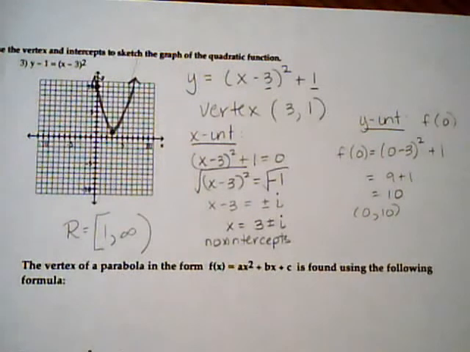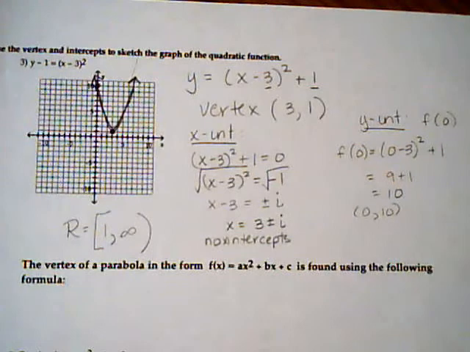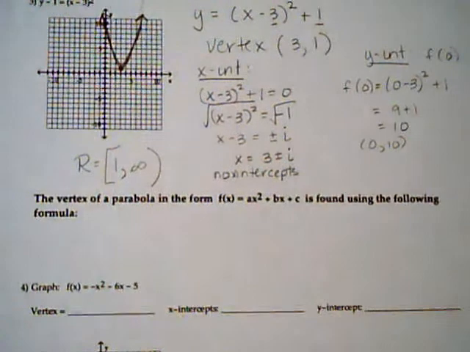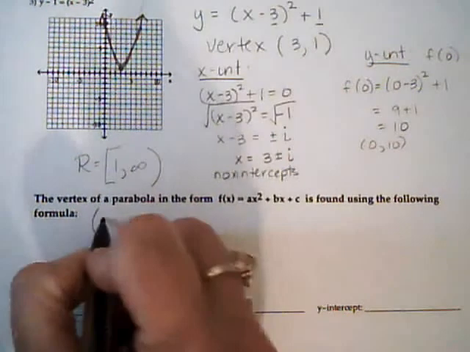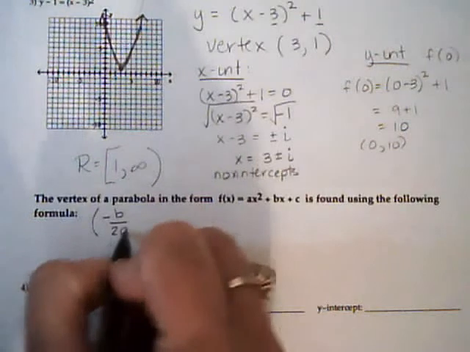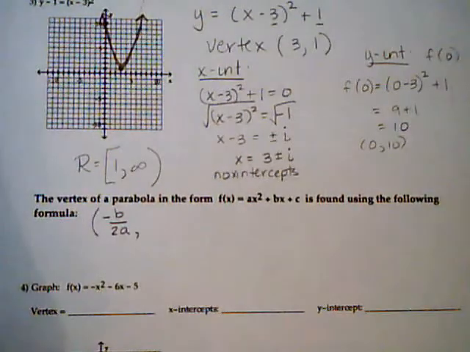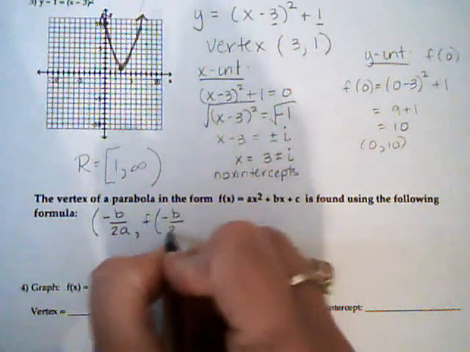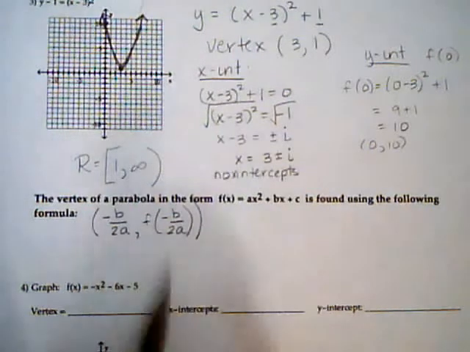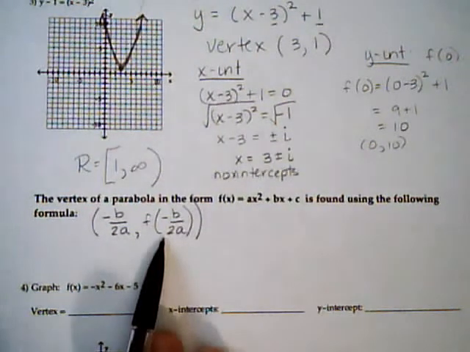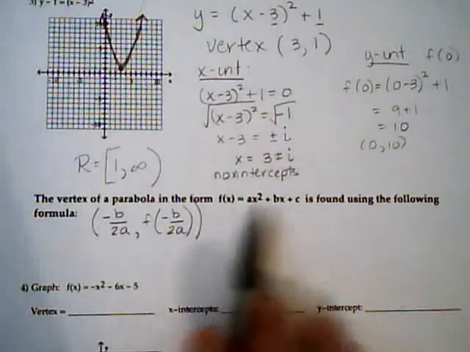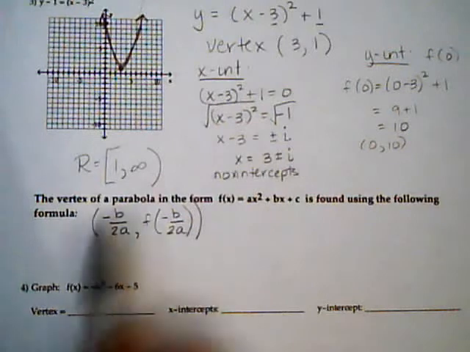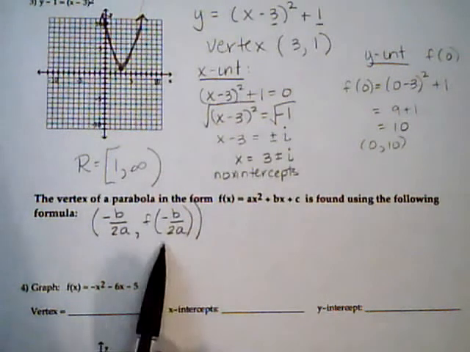The next part says the vertex of the parabola in the form ax squared plus bx plus c is found by using the following formula. This is a formula for an ordered pair. Negative b over 2a is the x value of your vertex, and the function evaluated at negative b over 2a is the y value of your vertex. Remember, with any quadratic function you have real numbers a, b, and c, so those are what we're plugging into the formula.